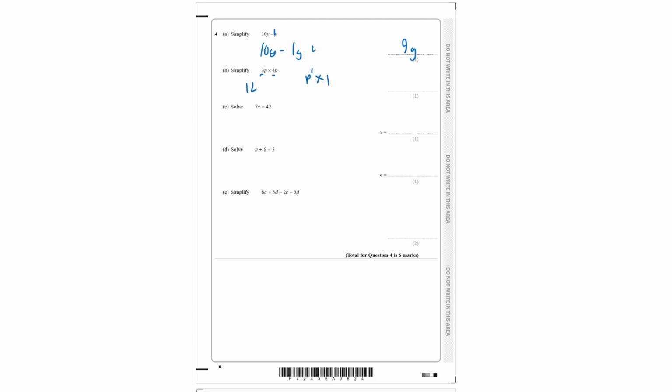so that's p to the power 1 times p to the power of 1, and when multiplying, we simply add the powers, so we have p to the power of 2. So our answer here is 12p squared.